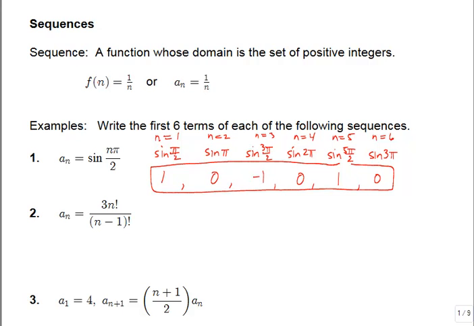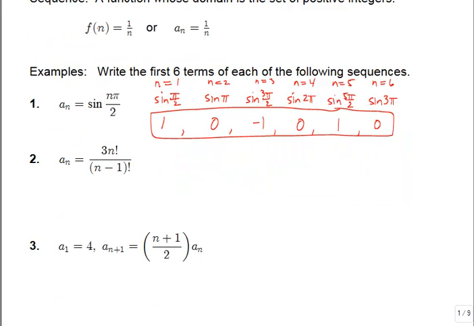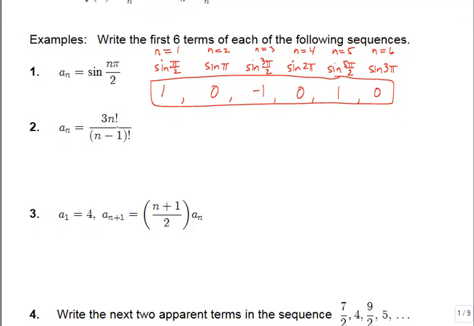Now the next sequence uses something called factorials. That's this exclamation point. And what that means is that you take the beginning number, this n, and you multiply by every integer less than it all the way down to 1. So n factorial means n times n minus 1 times n minus 2 times n minus 3 all the way down to 3, 2, 1. So for example, 6 factorial means 6 times 5 times 4 times 3 times 2 times 1.